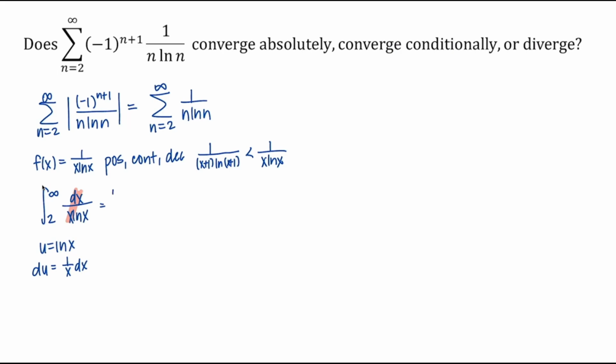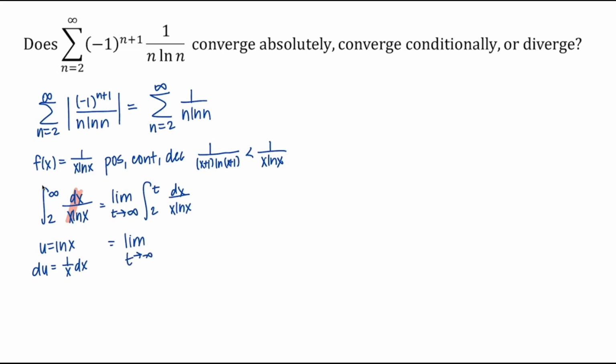And let's see, we'll set up our limit first. So the limit as n approaches infinity of, actually, I don't want to use n. We already have n's going on. Let's say the limit as t approaches infinity of the integral from 2 to t, dx over x ln x. Now I'll apply my substitution.